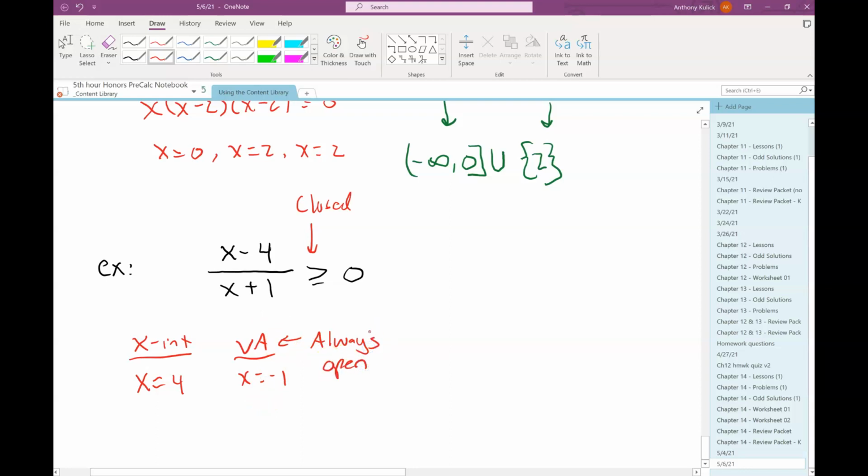are discontinuities. Those are always open regardless of the type of inequality you have, because x can't have the value -1, right? That can't appear in our solution set regardless of what the inequality says. So the asymptoteness overrides the inequality symbol there. Everybody okay there? And why one is open and one is closed?